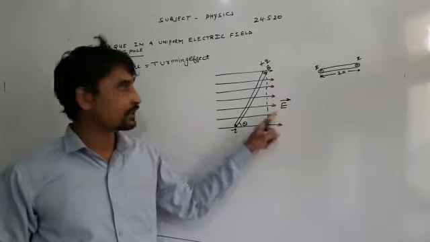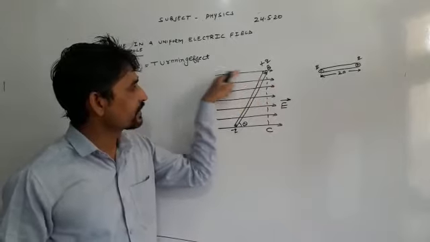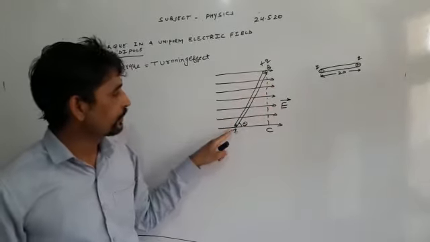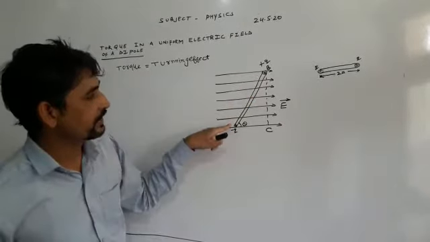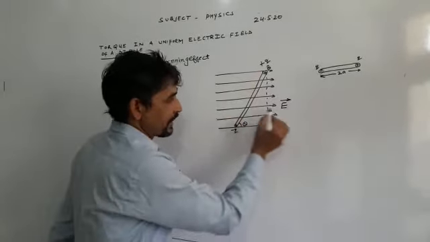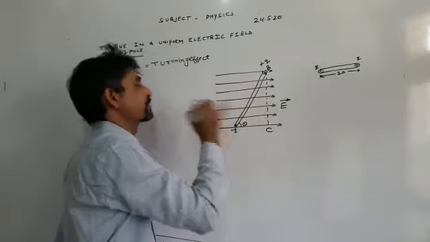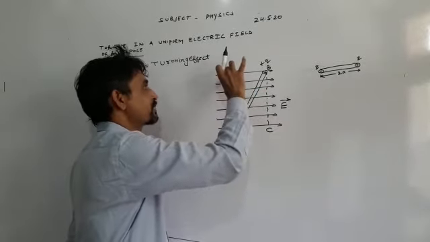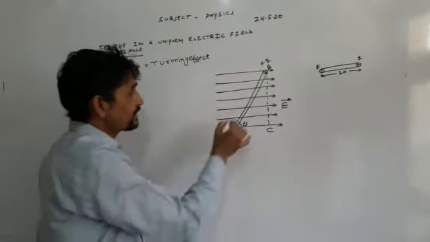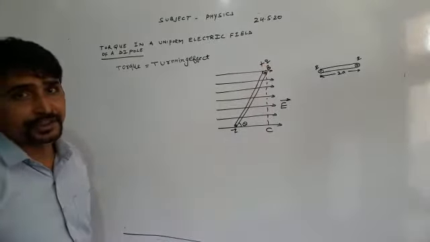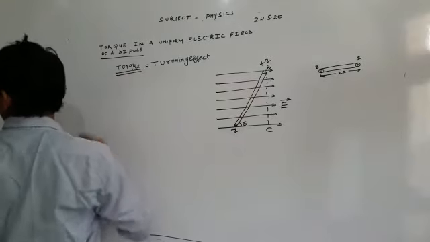E vector, the straight line indicates the direction of electric field, and a dipole placed in a uniform electric field. Uniform means the direction of electric field is same and magnitude also equal. Magnitude is the space or separation between these dark lines. When this dipole is placed in a uniform electric field, then the dipole experiences a torque.